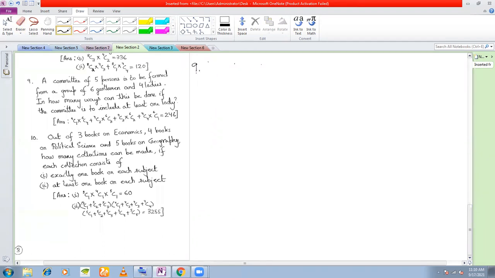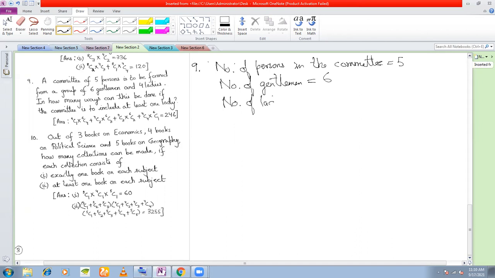Number 9. A committee of 5 persons is to be formed from a group of 6 gentlemen and 4 ladies. So the number of persons in the committee is equal to 5. This committee of 5 is to be formed from a group of 6 gentlemen and 4 ladies. So number of gentlemen is equal to 6. Number of ladies is equal to 4.